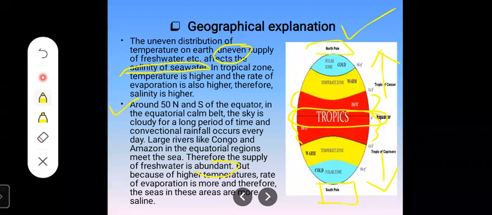Therefore, the supply of fresh water is less over there. But because of higher temperature, the rate of evaporation is more, and therefore the seas in these areas are more saline. Now here, as we all know, students, in the rainfall region we can see continuous rain. That type of rain is convectional rainfall.